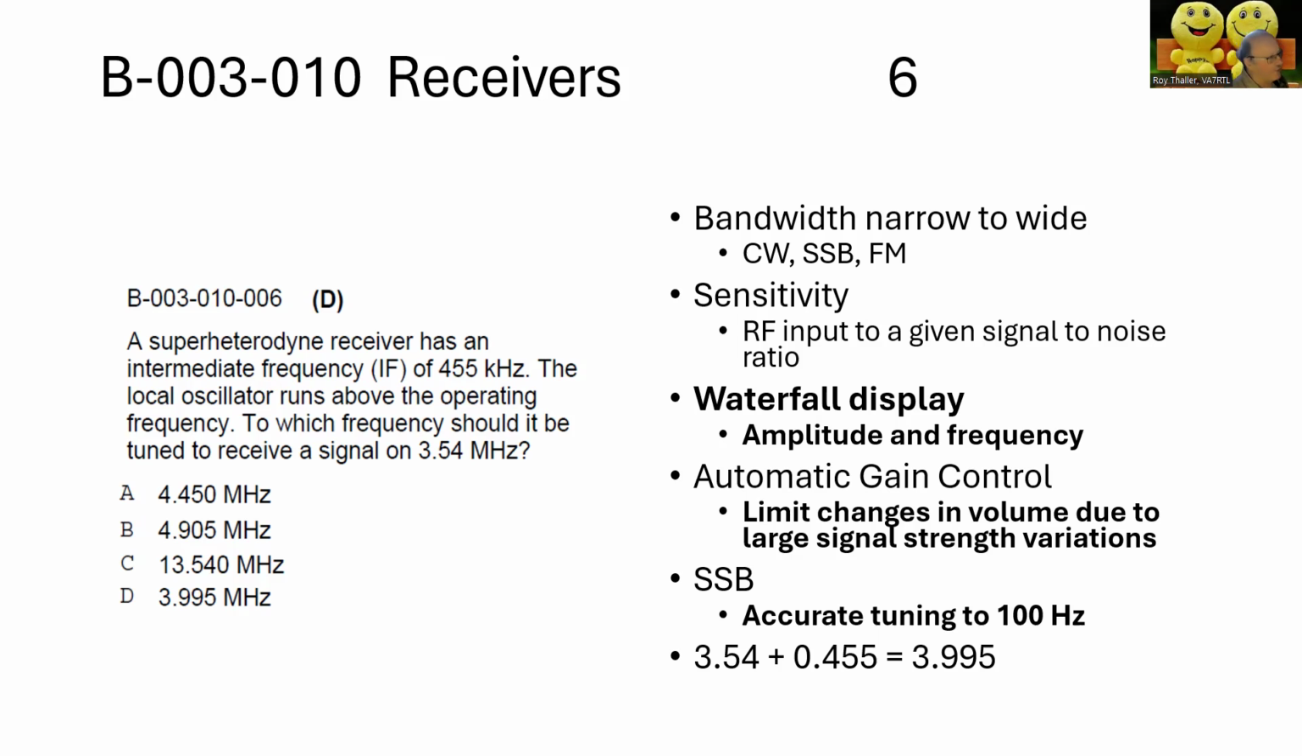In a superheterodyne receiver with an IF frequency of 455 kilohertz, the oscillator runs above the operating frequency. To which frequency should it be tuned to receive a signal of 3.54? Remember here it says above the operating frequency. So you would add these two together, 3.54 plus 0.455, which gives you 3.995. So the correct answer would be D.